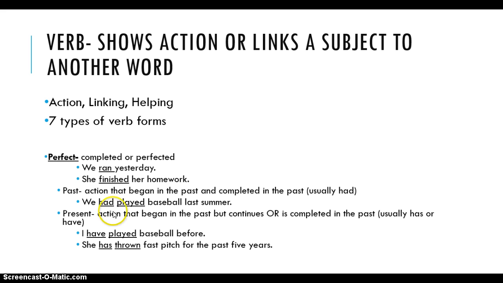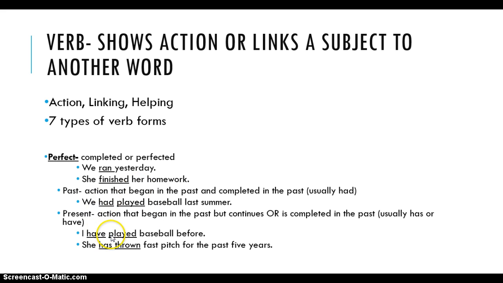The present perfect verb is an action that began in the past that can continue or is completed in the past. Your clue words are has or have. So, I have played baseball before. This word have is going to be your present perfect verb. And again, she has thrown fast pitch for the past 5 years. Here's your signal word, has.